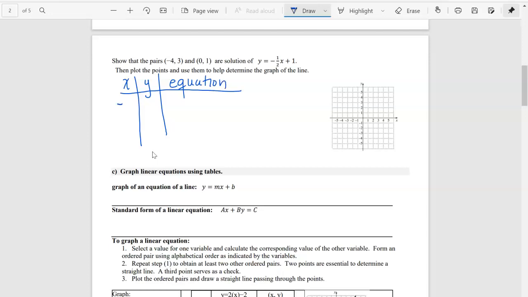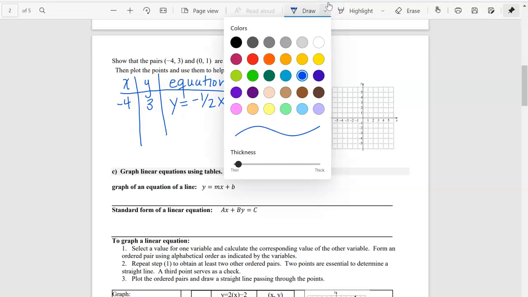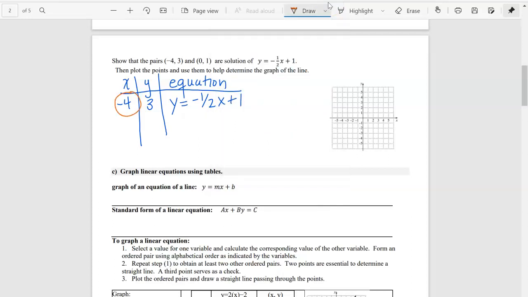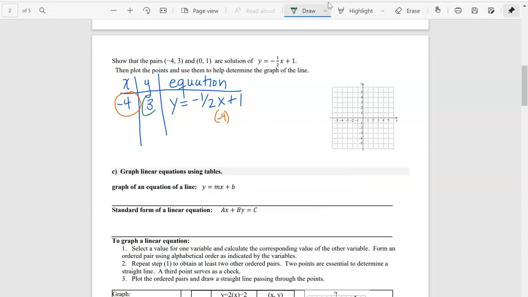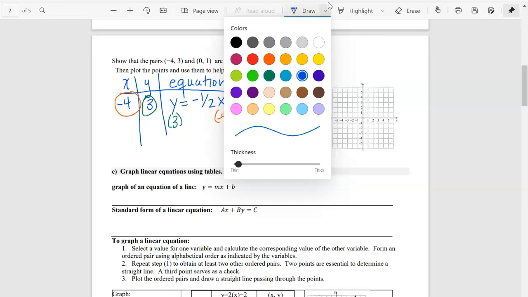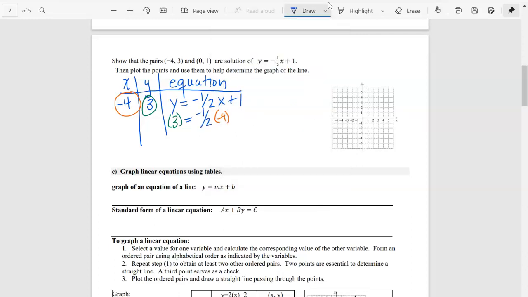So on the first one, they're saying, well, let's check out -4 and 3 and see if it is a solution to this equation, y equals -1/2 x plus 1. Okay, and so what I'm going to do is wherever I see an x, I'm going to plug in -4. Well, I see an x right here. So -4 would go right there. And wherever I see a y, I'm going to plug in 3. And I see a y right here, so I'm going to put a 3. But everything else is going to stay the same.